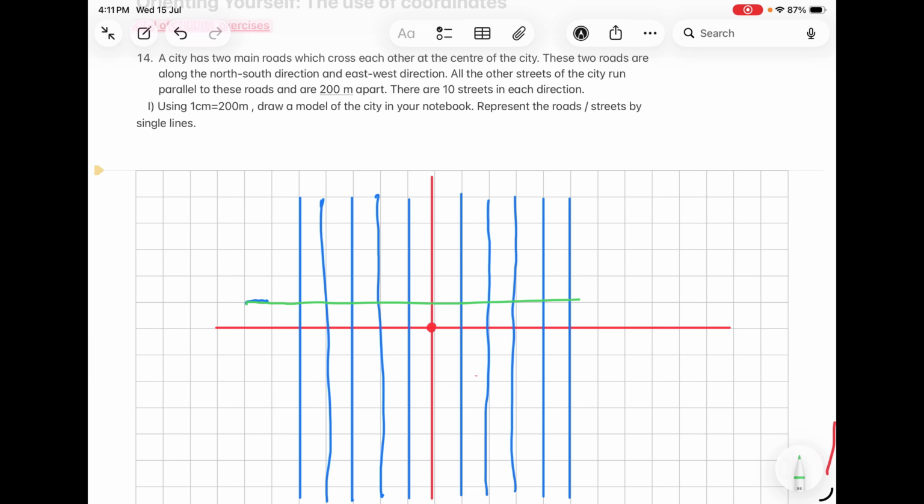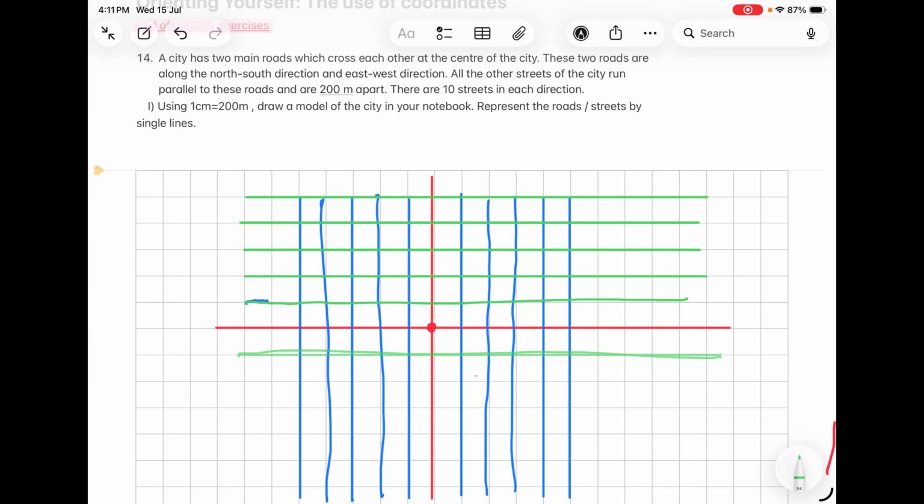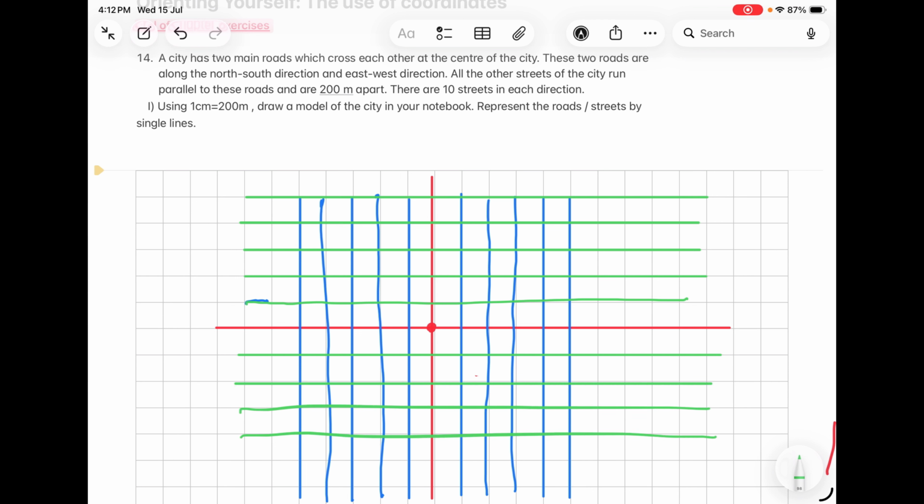So in the east-west direction, number 1 street, number 2, number 3, number 4, number 5, and here also a total of 5. 1, 2, 3, 4, and 5. So the blue lines are in the north-south direction and the green lines are the streets going in the east-west direction.